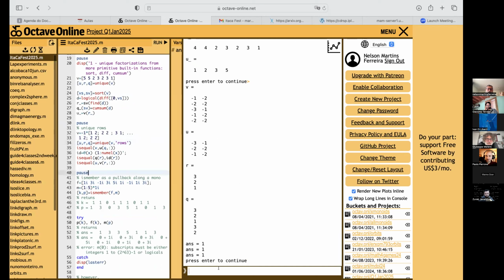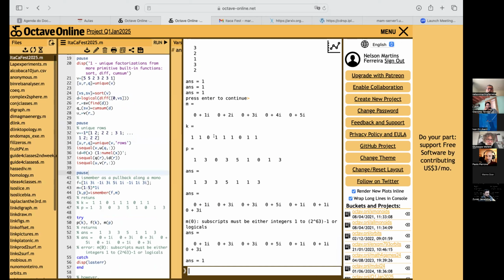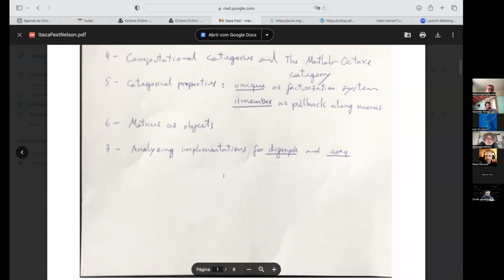And then finally, we have ismember. Let me run it. Ismember will find, for a given list of elements, which one is an element of a list of unique elements. And as we will see, this will be interpreted as a pullback. All right, so let me go back now to the presentation.